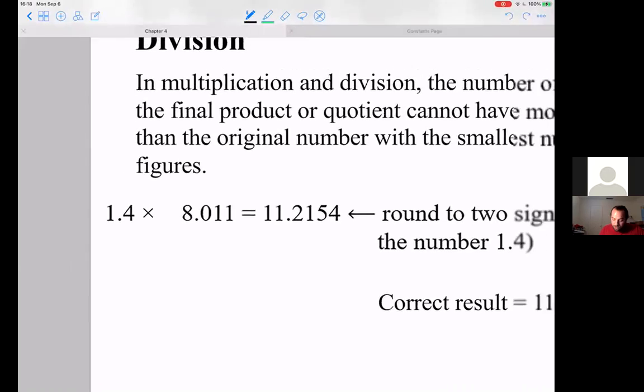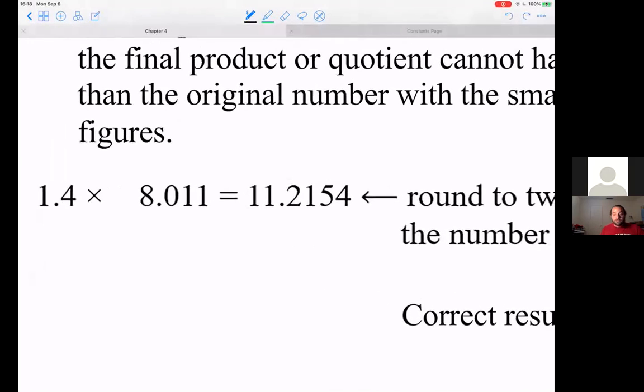For multiplication and division, you're going to count the significant figures of your input. All right, so in this case, 1.4, how many sig figs are in that number? I have 2 sig figs. In 8.011, how many significant figures do I have? This would be 4 sig figs. Your answer is going to have whichever number is fewer. So my answer can only have 2 sig figs, right? Because 2 is fewer than 4. So that means I'm going to round my final answer to 2 significant figures.